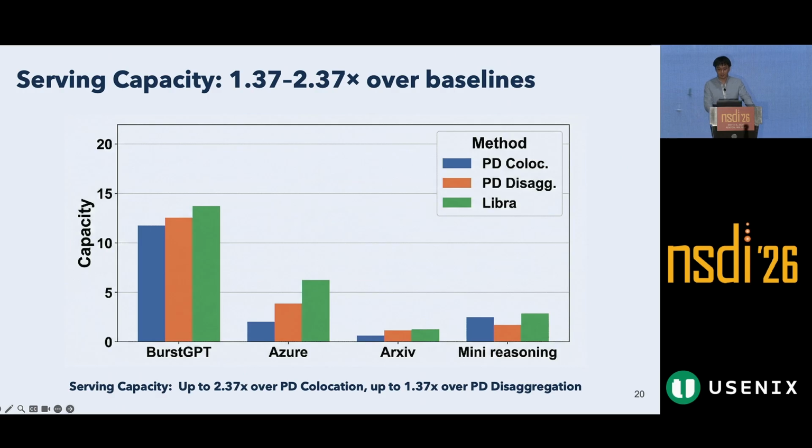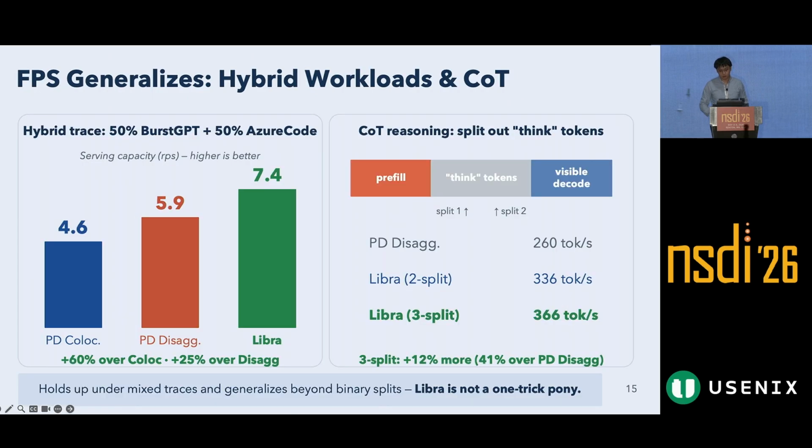And as for serving capacity, that's the maximum sustained QPS while still meeting the SLO. Libra delivers up to 2.37 times over PD colocation, and up to 1.37 times over PD disaggregation. And we also show Libra's performance under a hybrid workload, a burst GPT and Azure workload. It still brings very promising performance gains, up to 60% over PD colocation and 50% over disaggregation.